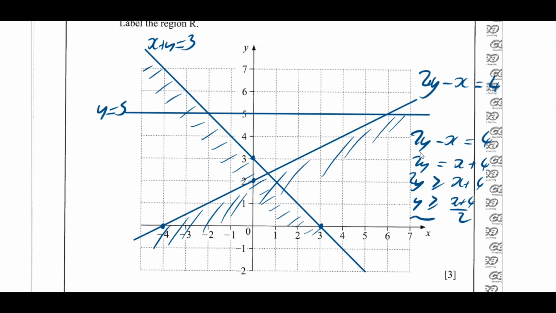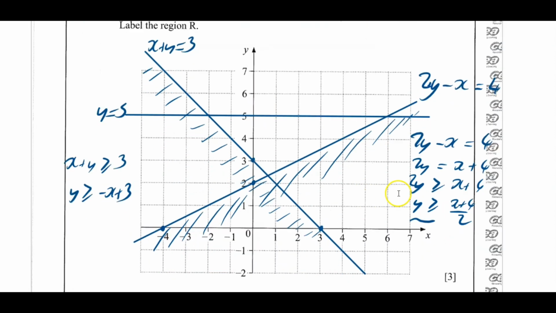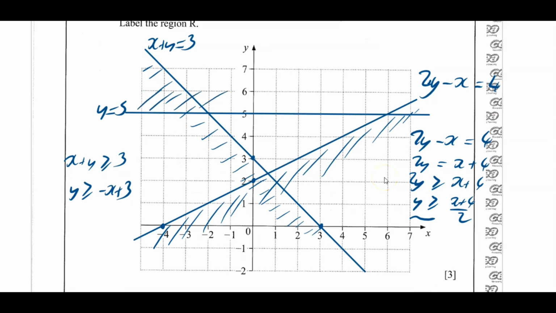So we can shade this, the underside of your line. Just like in the first one, we wanted x plus y to be greater than or equal to 3. So you could have rearranged, said y is greater than or equal to minus x plus 3, and we want above your line, so that's why, because of greater than, we want above the line, so that's why we shaded the underside. And the last one, we need to go up and look at it. It was y is less than or equal to 5, so again we want underneath this line, so then R is the region that we desire.